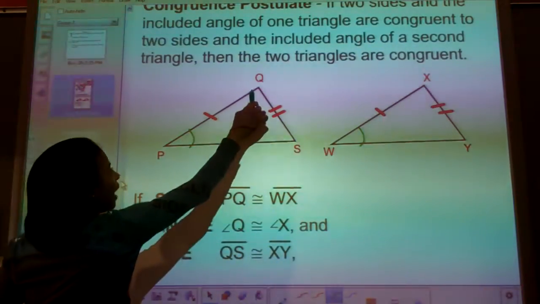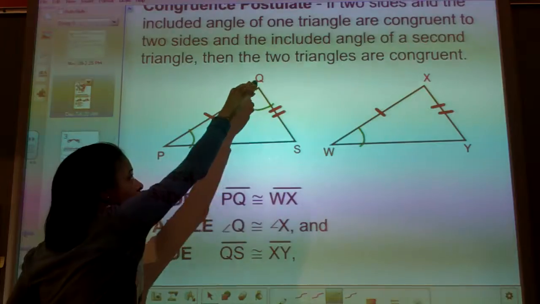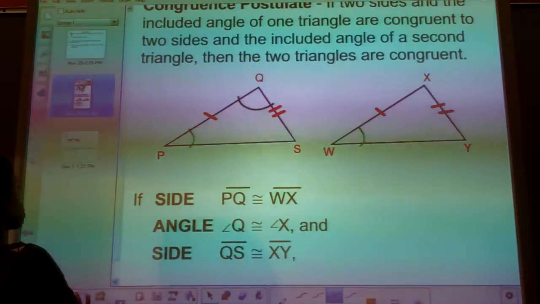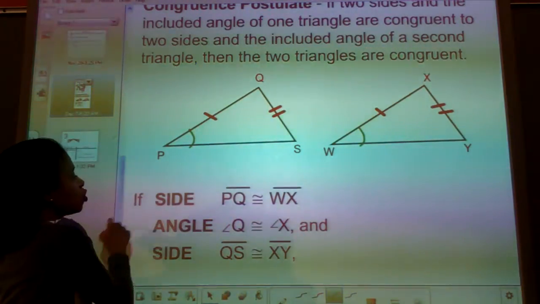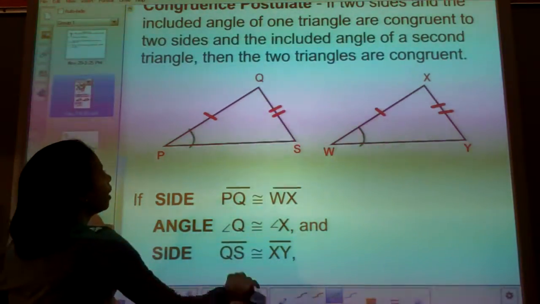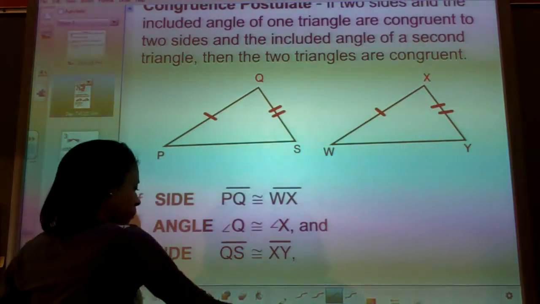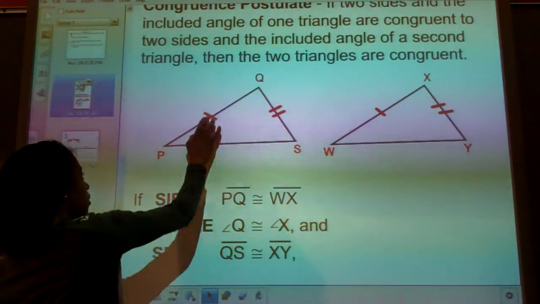The angle must be in the middle, and then it must touch the next side. It cannot go angle, side, angle if we want to use side, angle, side, SAS in other words. Okay? So this is out. Another thing that people like to do is if it looks like this here, I'll take and move this one.